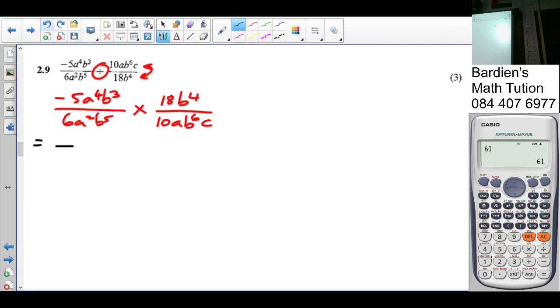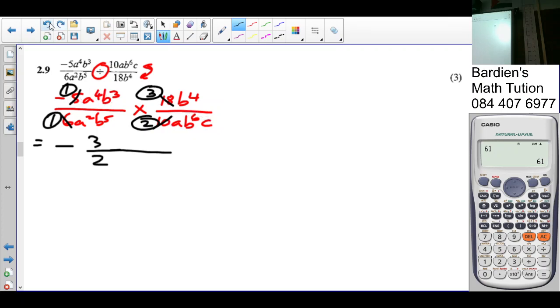Okay, so what do we do now? 5 goes into 5 once, 5 goes into 10 twice. 6 goes into 6 once, 6 goes into 18 three times. 1 times 3 is 3. 1 times 2 is 2. So in other words, it's going to be 3 over 2. The 3 is on top. It will be 3 over 2 and not 2 over 3. Right? You can simplify your variables here, but I choose not to.